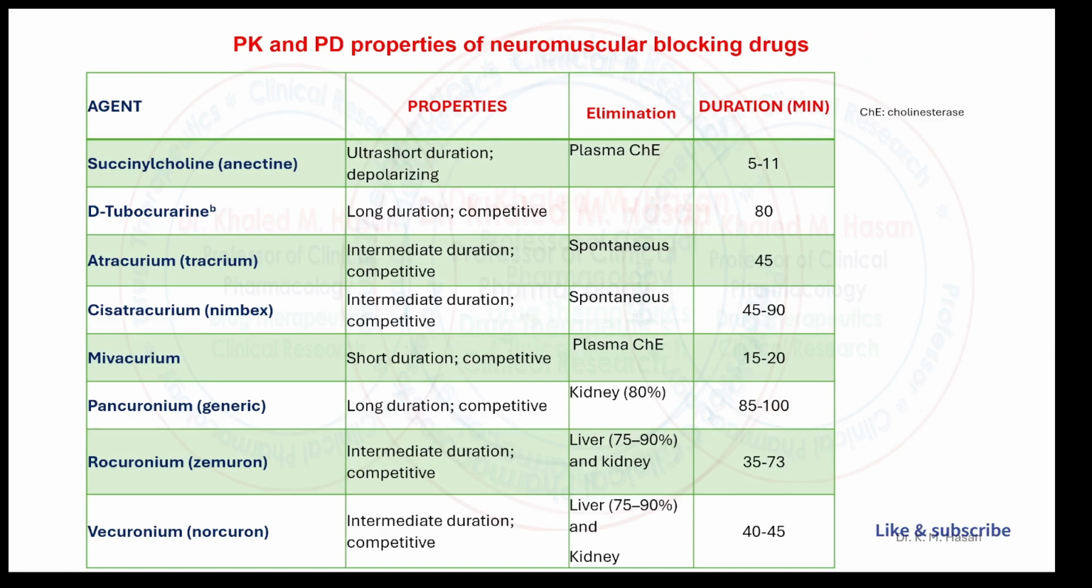Again, from this table here, we need to remember the medication name and how this medication works. For example, succinylcholine is considered a depolarizing agent, atracurium is considered a non-depolarizing agent. Which one is considered to have a long duration of action? We have pancuronium. Which medication is metabolized mainly in the liver? Pancuronium.